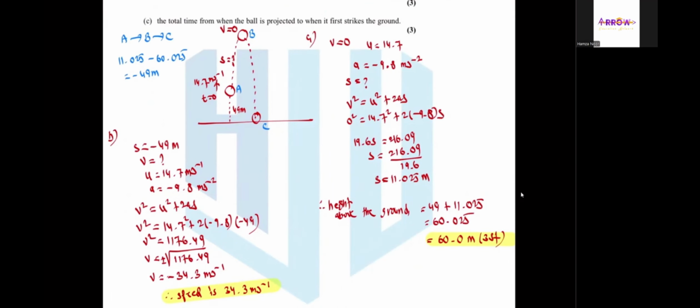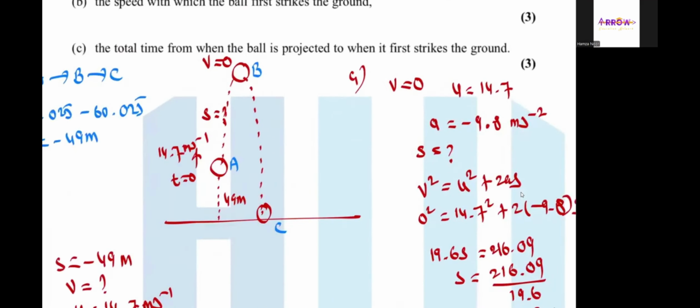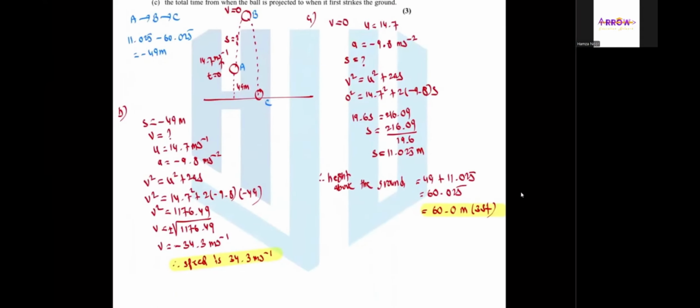Alternatively, what you can do is, for part B, you can only consider this journey from point B to point C. If you only consider this B to C journey, u will be taken as 0 and v will be unknown. v will come as a positive value. Since we would be only considering the journey where the ball is coming towards the ground, it is accelerating, so we will take the positive value for acceleration, and we will get the same answer. So I'm doing an alternative working for part B.